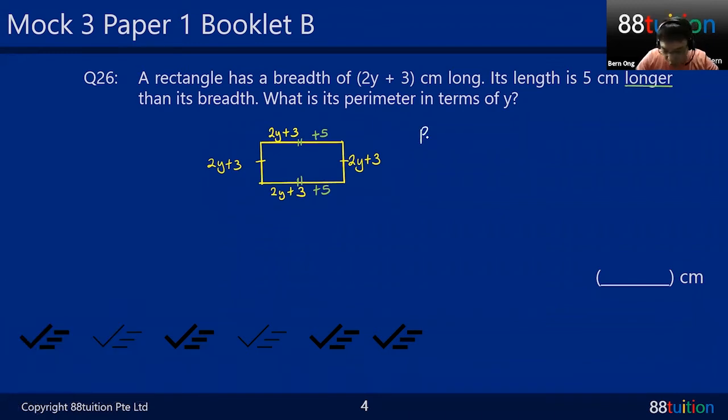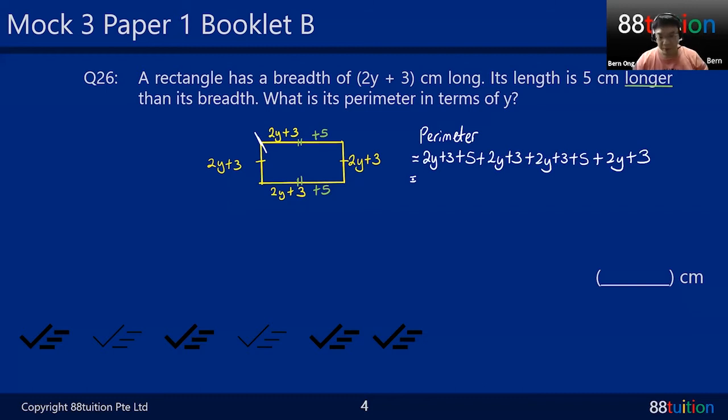Easy. Sometimes they say algebra is difficult. No. Maybe in secondary 4, but primary 6 is very simple. So usually I go one round. So 2y plus 3 plus 5 plus 2y plus 3, the breadth, plus 2y plus 3 plus 5 plus 2y plus 3. So I go in a clockwise direction.